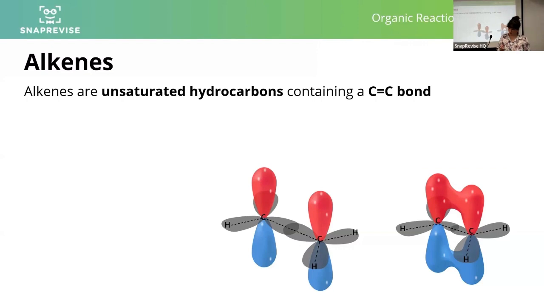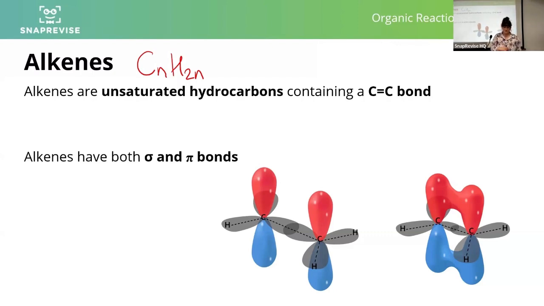What's the general formula of an alkene? The general formula is CnH2n. Because you've got the double bond, you haven't got those extra two hydrogens that you do on an alkane. So alkenes are unsaturated hydrocarbons containing at least one carbon-carbon double bond. Could be more than one, technically. But if we're talking about the homologous series of alkenes, we're only going to be talking about one carbon-carbon double bond. How do alkenes differ from alkanes?